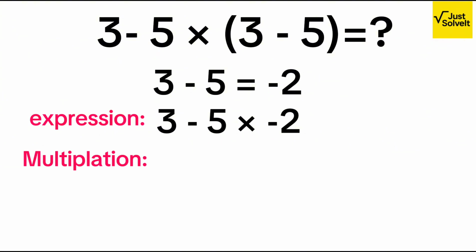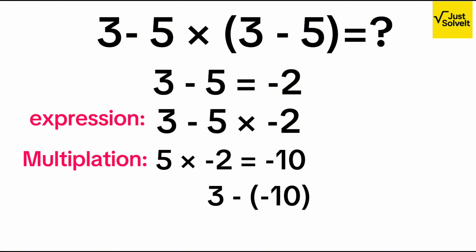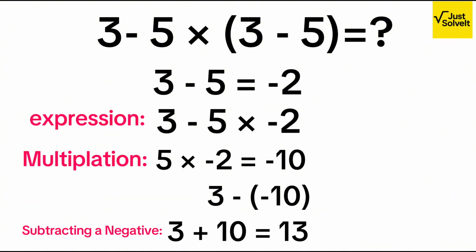Next, multiplication comes before subtraction. 5 times negative 2 equals negative 10. Now it's 3 minus negative 10. And subtracting a negative is the same as adding. 3 plus 10 equals 13. Final answer, 13. Did you get it?